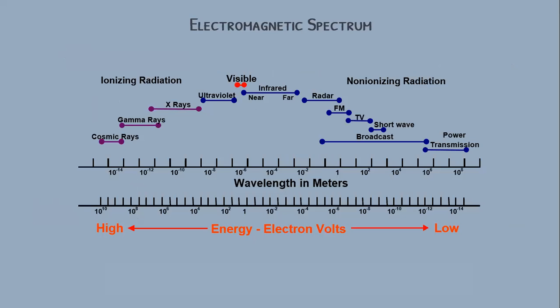If you observe this electromagnetic spectrum, you will be able to find which are the ionizing radiations here. From the visibility range, the ultraviolet, X-rays, gamma rays, and cosmic rays are ionizing radiation, whereas radar, FM, TV, short waves, broadcast, and power transmissions are non-ionizing. In this way, you can find the wavelength in meters and the lowest and highest energy in electron volts.